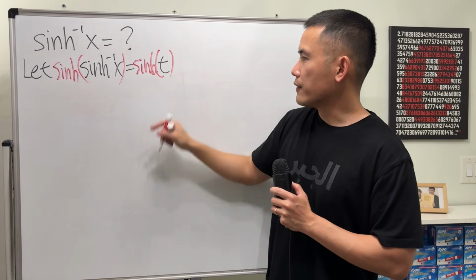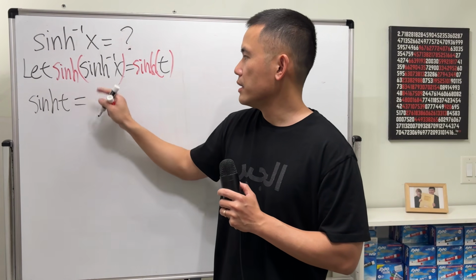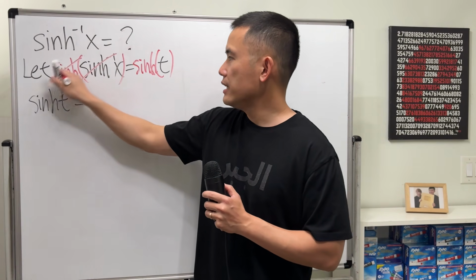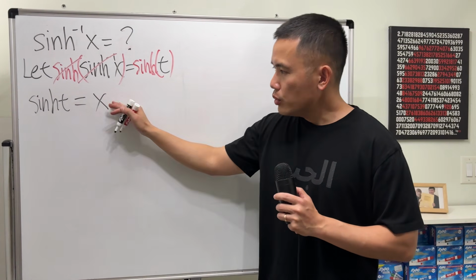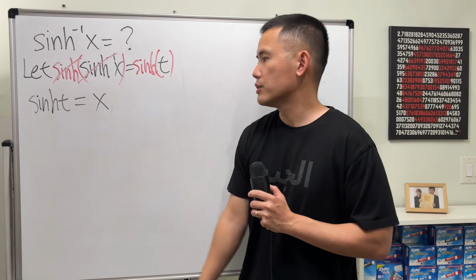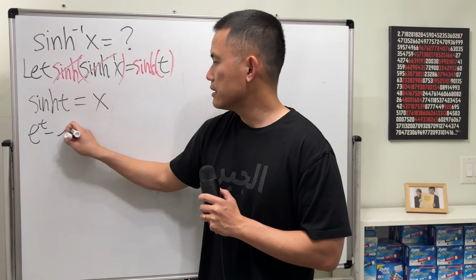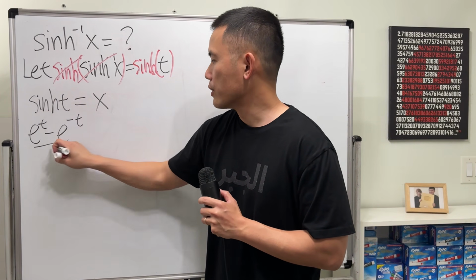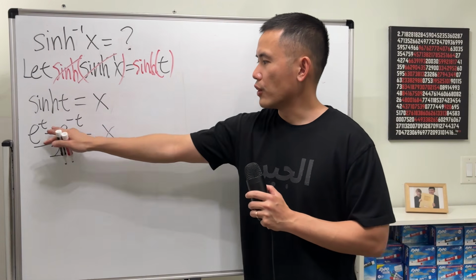And I'm going to put this down first. We have sinh of t, and that's going to be this, where the inverse and the original just cancel. So we just have x. And the beauty of this equation is now we can use the exponential definition for sinh. This is equal to e to the t minus e to the negative t over 2. And let's just go ahead and solve for t.